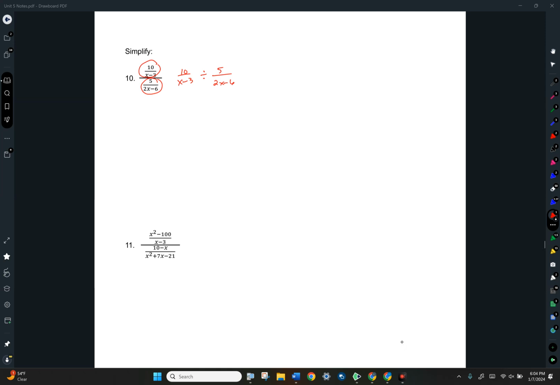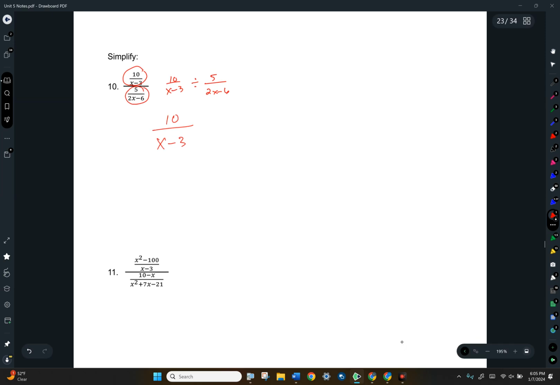So now I would factor everything. Let's see. The 10, nothing I can do there. The x minus 3, nothing I can do there. So now I'm going to change it to multiplication and flip it. But for the 2x minus 6, I'm going to take out a common factor of 2. And I'm flipping this over, so the 5 is going to go to the bottom.